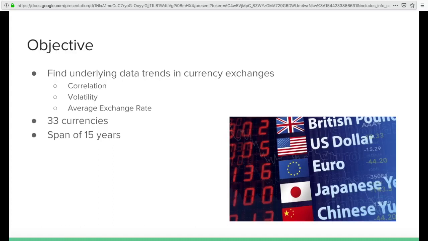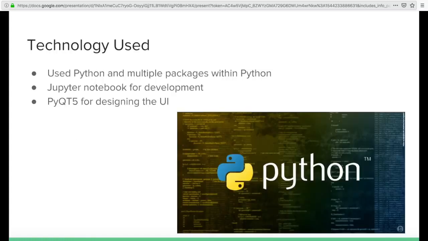Volatility is how much the exchange rate changes over time. So we'd be calculating a standard deviation. An average exchange rate is exactly as it sounds. Over a specific period of time, we find the exchange rate over increments of time and average them. This covers 33 currencies over a span of 15 years, so it's really a big program.